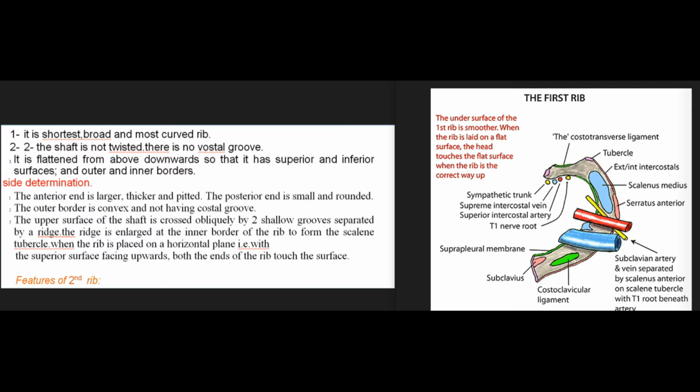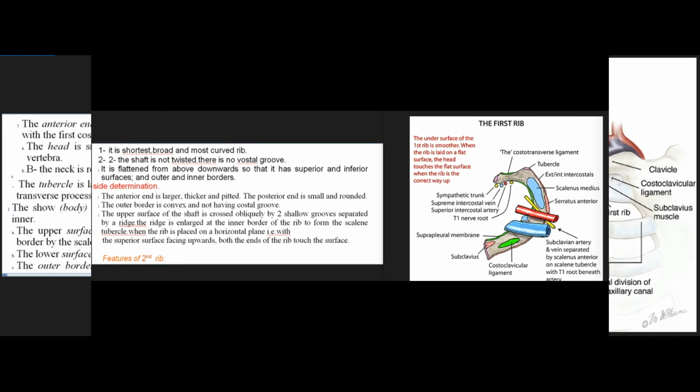Side determination. 1. The anterior end is larger, thicker, and pitted. The posterior end is small and rounded. 2. The outer border is convex and does not have a costal groove. 3. The upper surface of the shaft is crossed obliquely by 2 shallow grooves separated by a ridge. The ridge is enlarged at the inner border of the rib to form the scalene tubercle. When the rib is placed on a horizontal plane, i.e. with the superior surface facing upwards, both the ends of the rib touch the surface.